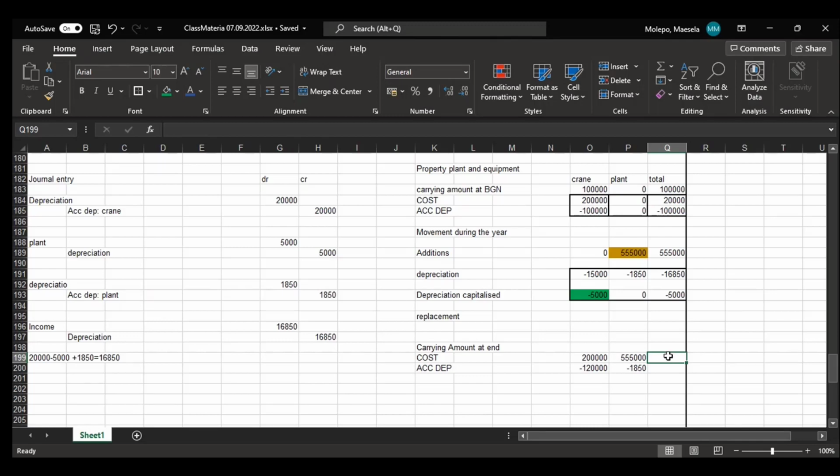Then we say the 200 plus 555, we have 755. Then here we say 120 plus 1850, we have 121,850.